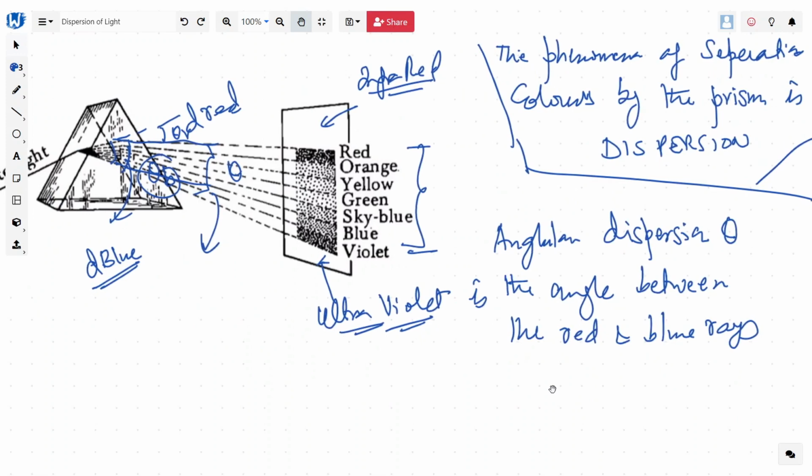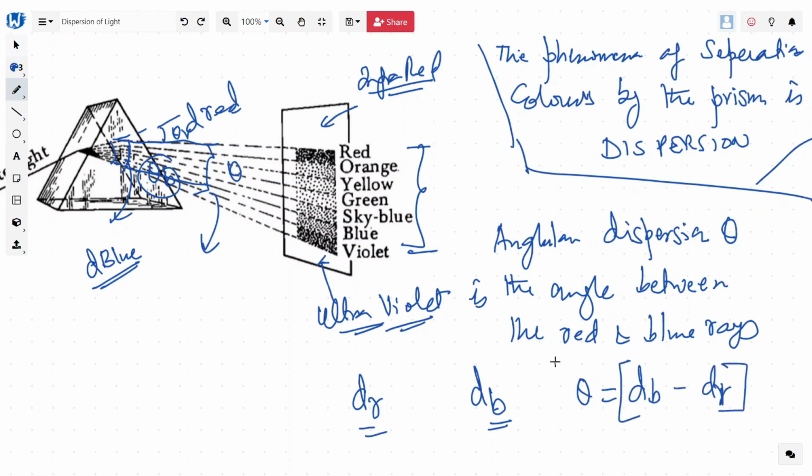Now we can simply define this theta as a function of the deviation. We have already noted that, right? So the ray of light for the red is getting deviated by d_r, and the blue light is getting deviated by d_b, right? So this theta is going to be equal to d_b minus d_r, the difference between the deviation experienced by the ray of light, the blue and the red one.